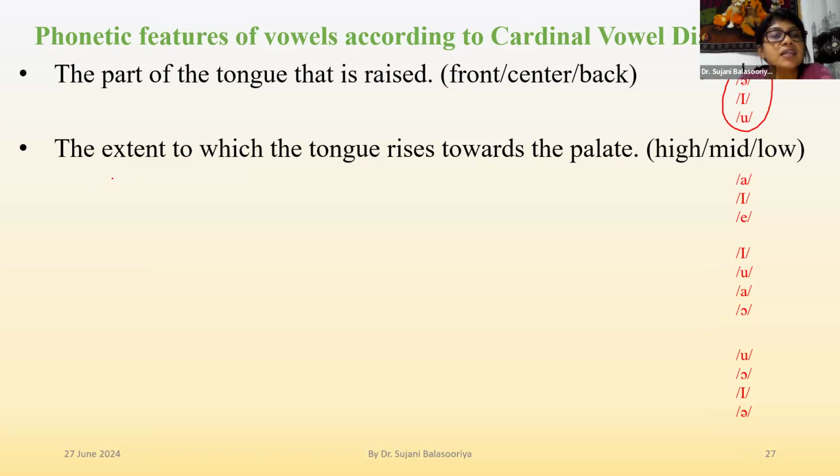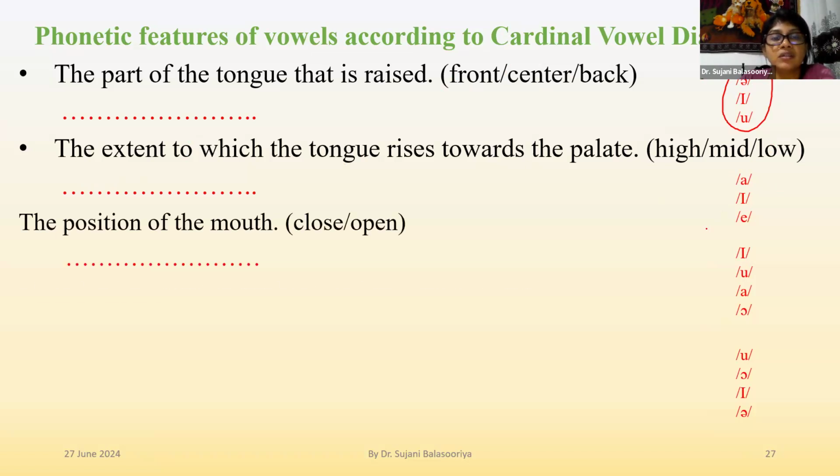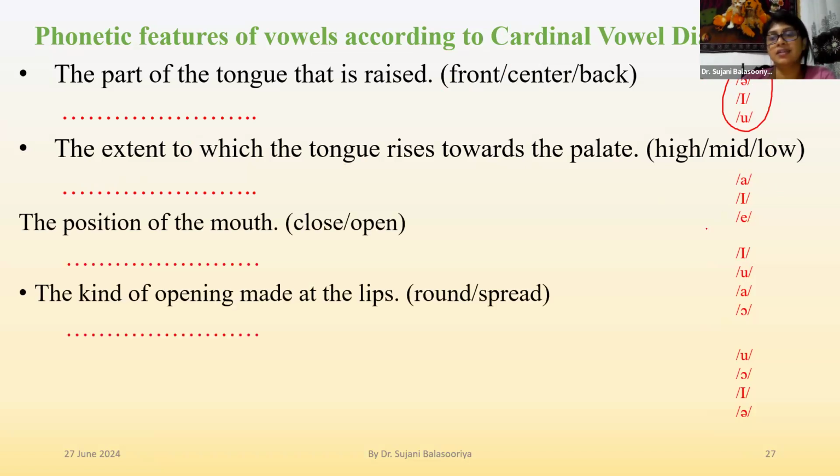Regarding the second feature, I have given you high, mid, low. The second set is the extent to which the tongue rises towards the palate. So here also, high vowel, mid vowel, low vowel, you need to identify from the given set. And the third criterion is the position of the mouth. Regarding the position of the mouth, we have closed and open position. I have given you 4 examples. You need to match what are the closed vowels and what are the open vowels from the given set.